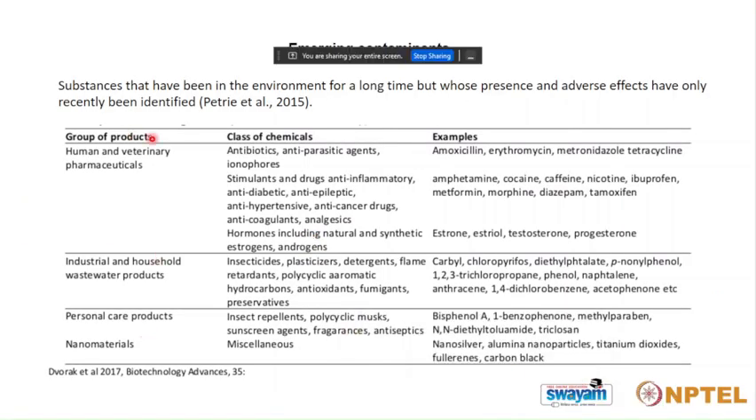Yes, these are the common sources of emerging contaminants. Basically, commonly used pharmaceuticals, personal care products, and other industrial chemicals are being identified as emerging contaminants.